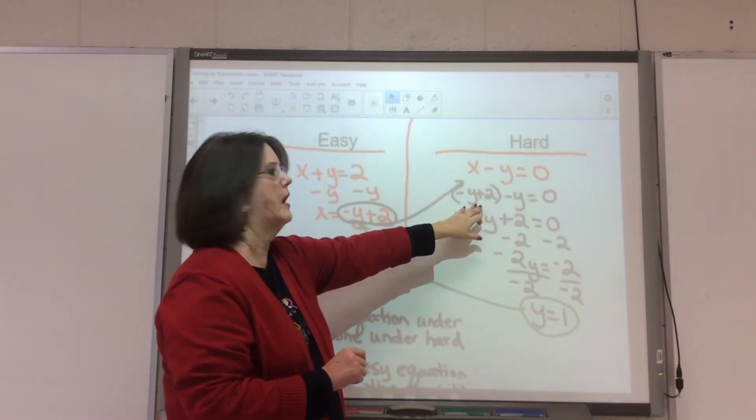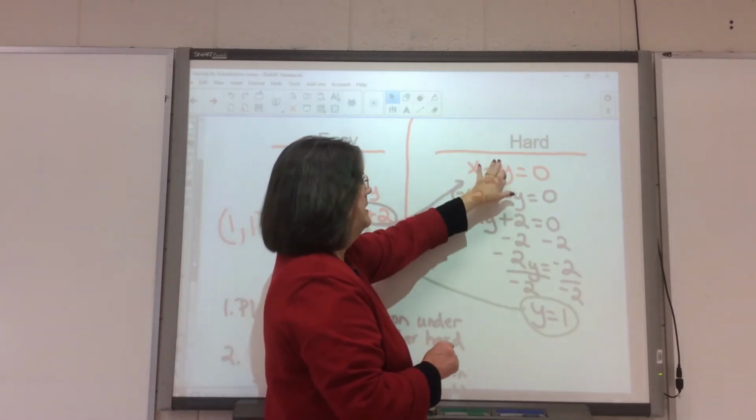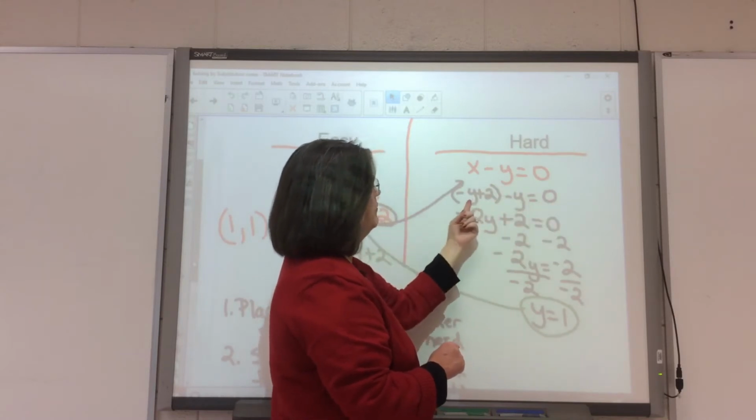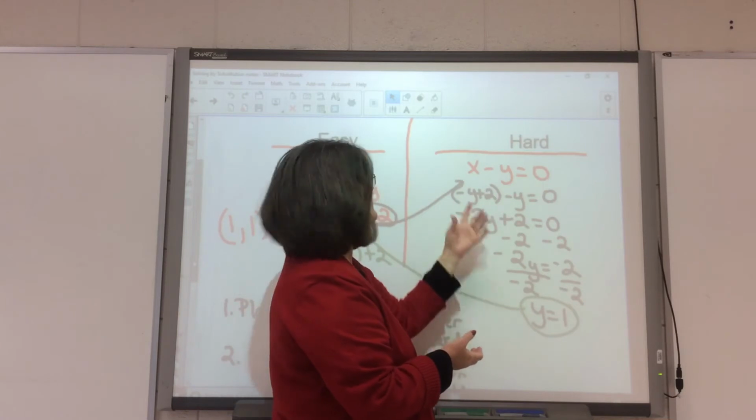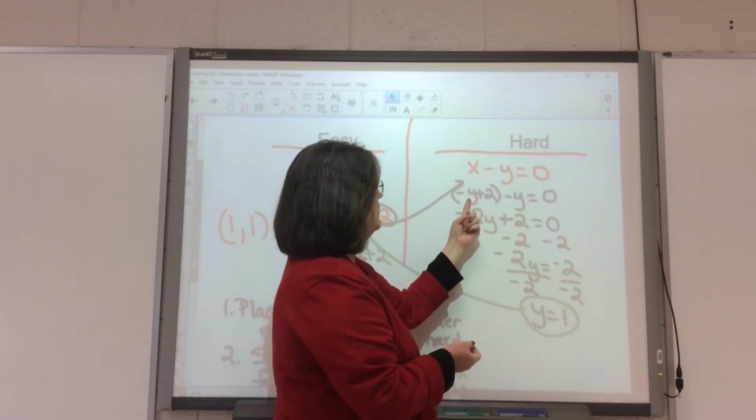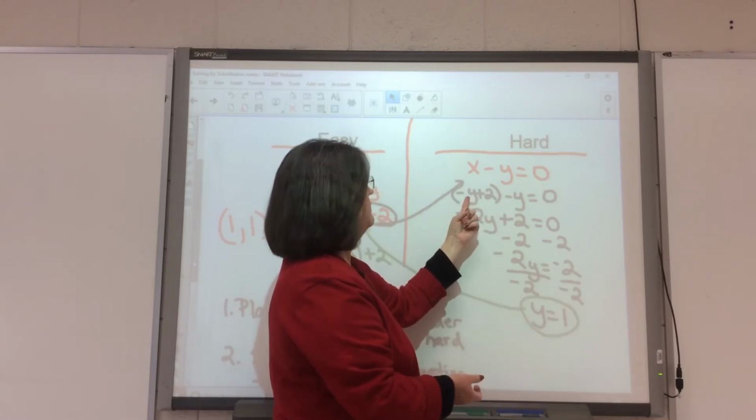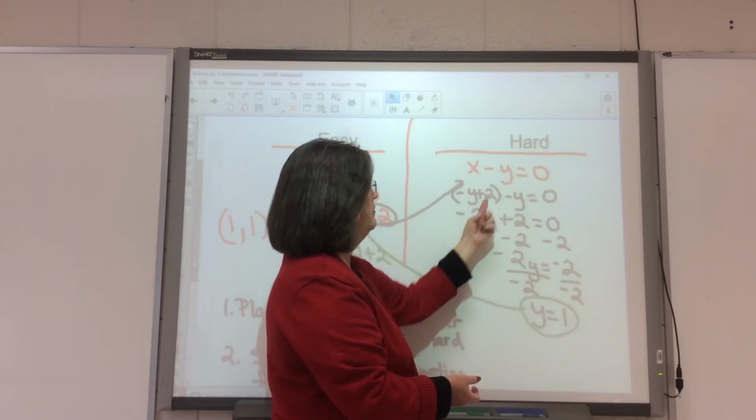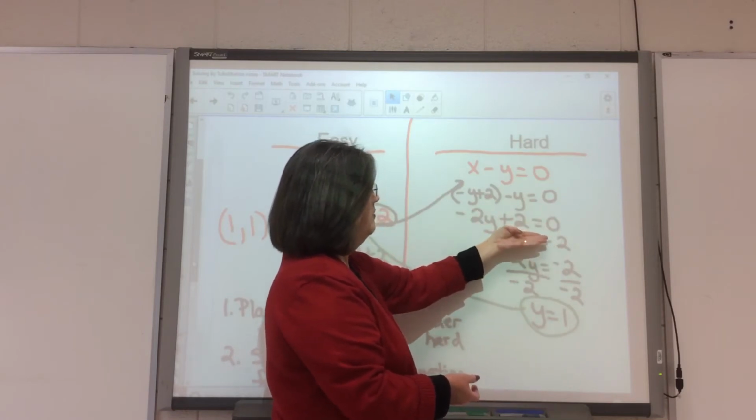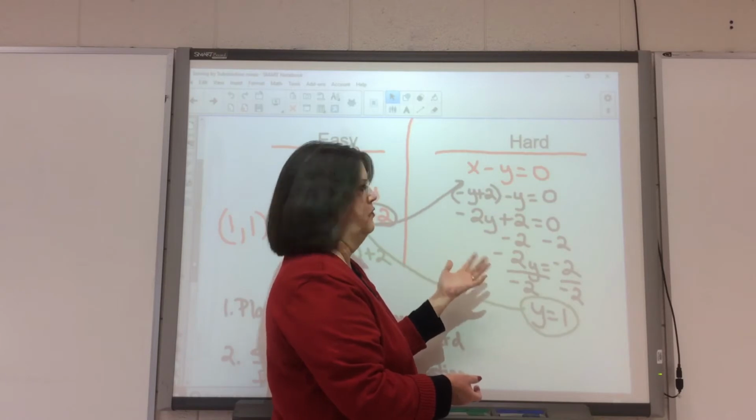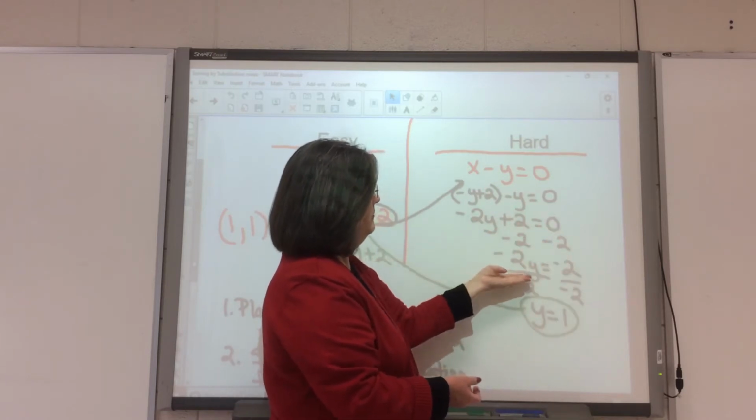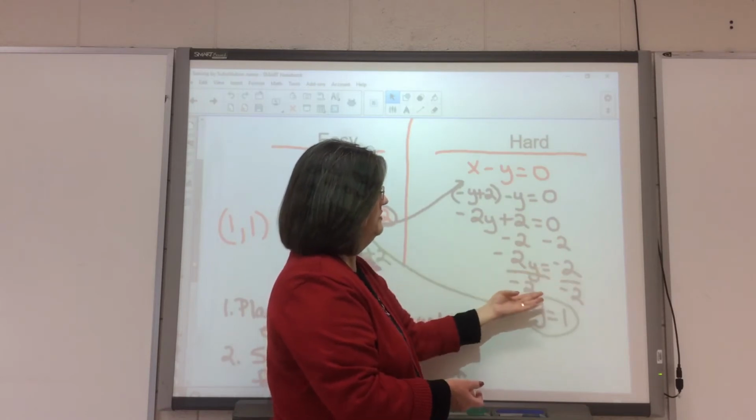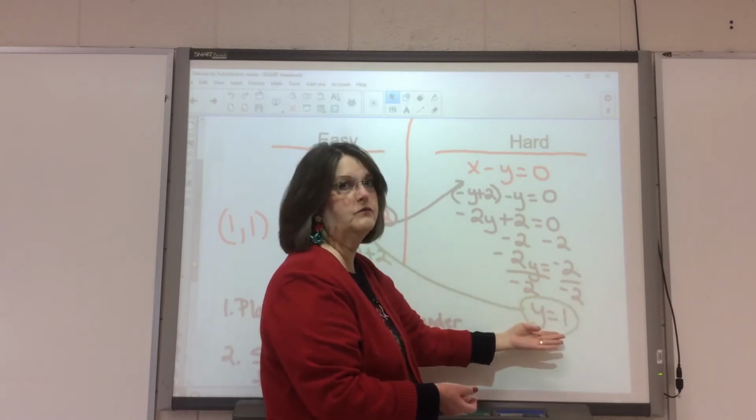So we put that in right here for x, and I put it in parentheses. Minus y equals 0. Now what we have is one variable, so we have something we can solve for. Now we're going to group our like terms together. Negative y minus y is negative 2y, plus 2 equals 0. We're going to solve that like we normally would for y. So we move the 2 to the right. We end up with negative 2y equals negative 2. Then we divide by negative 2. We have y equals 1.